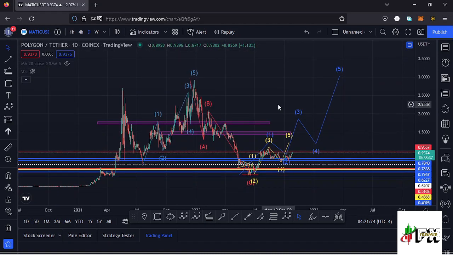And today we have seen a very nice breakout here on the Polygon Matic chart, and that is what I want to analyze in this video. And I'll kickstart the video by giving a brief of what has been happening on this chart.